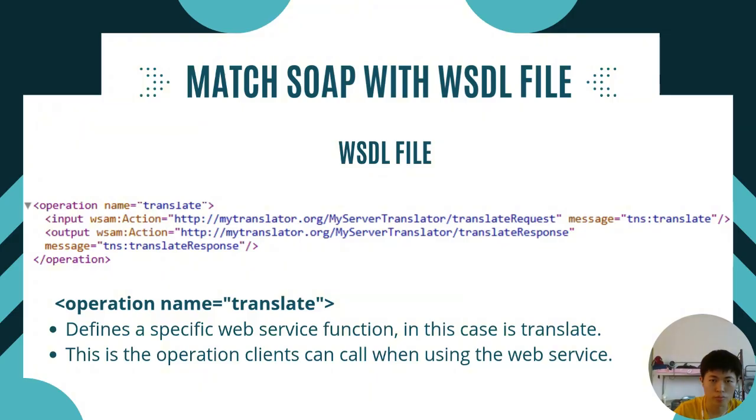How can we match SOAP in WSDL? Let us take some WSDL parts and SOAP message parts as examples. Firstly, let us explain the WSDL file by element. Operation name equal to translate defines a specific web service function. In this case, it is translate. This is the operation clients can call when using the web service.